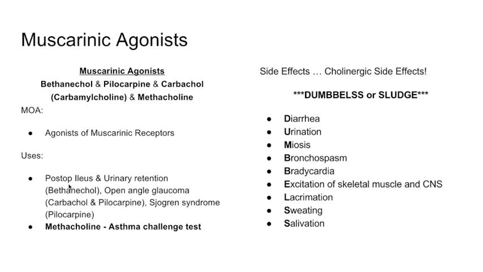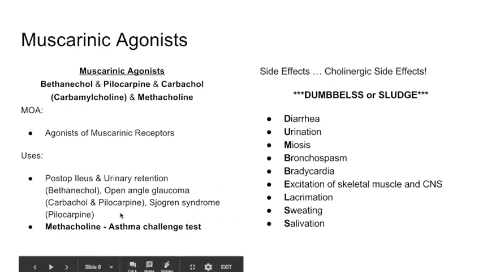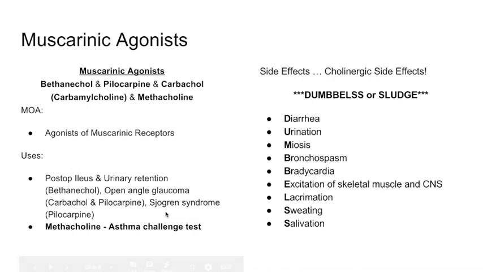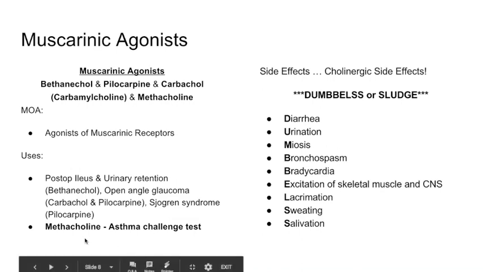So bethanechol, as I said, is for postoperative ileus and urinary retention. Carbachol and pilocarpine are sometimes used for ophthalmic uses and can help with open-angle glaucoma. And then pilocarpine is also used for Sjogren's syndrome. And then another high yield one is that they love to talk about methacholine as an asthma challenge test.